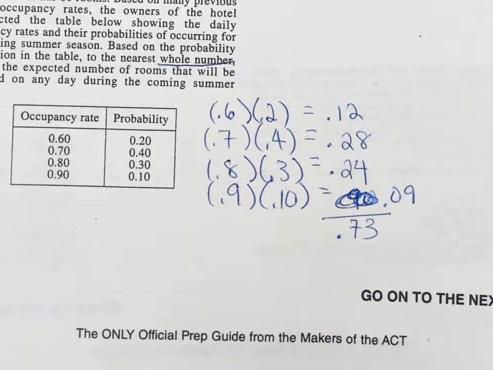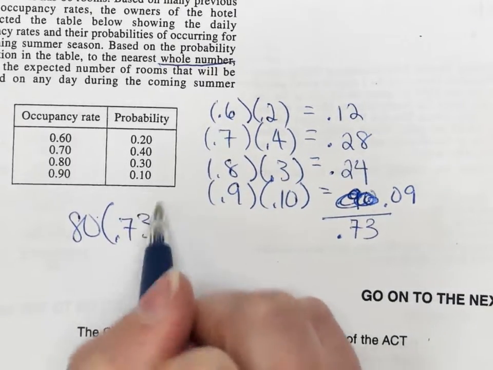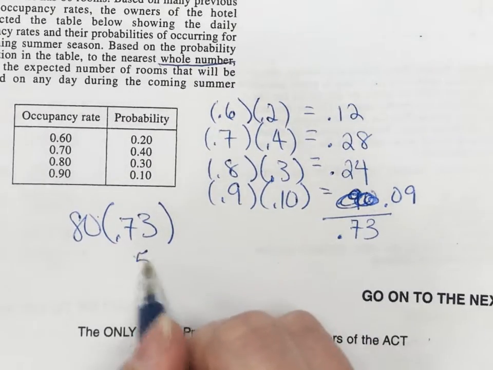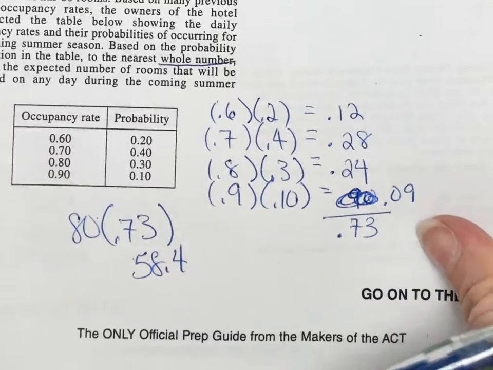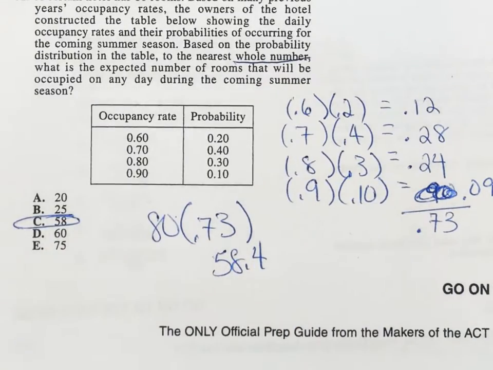Okay, now, how many rooms did the hotel offer? 80. So you take the 80 and times it by the 0.73, and that should give you your answer. I got 58.4. So, what answer is that? That's C. Y'all okay?